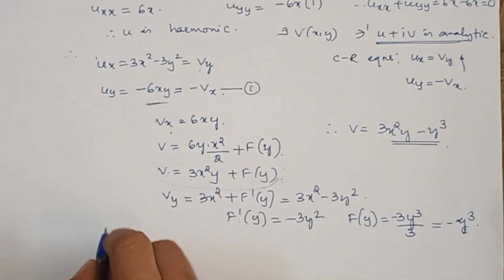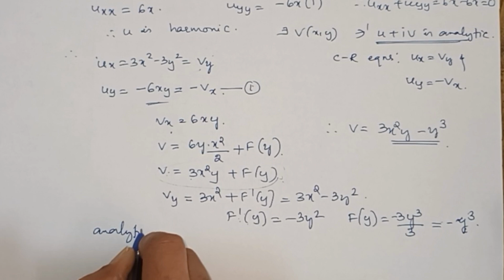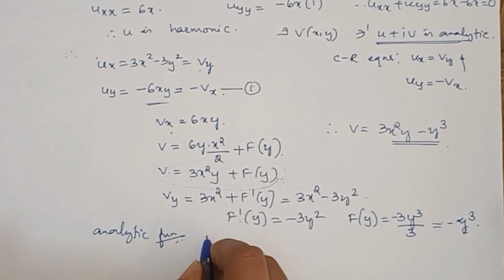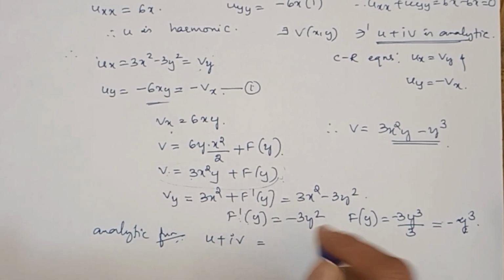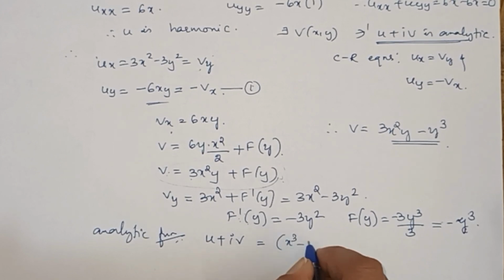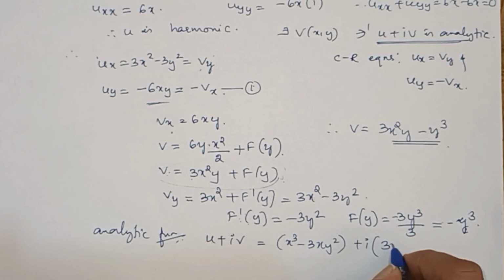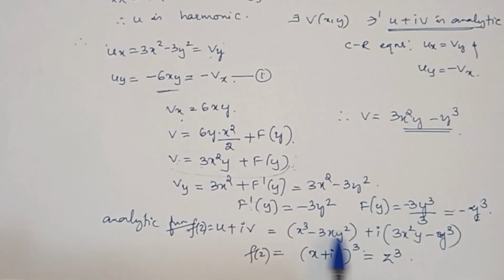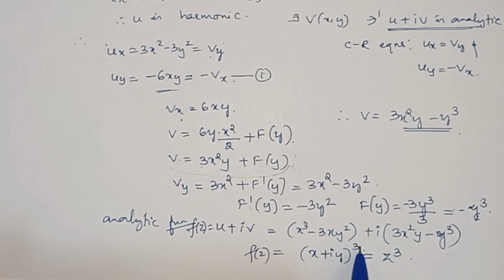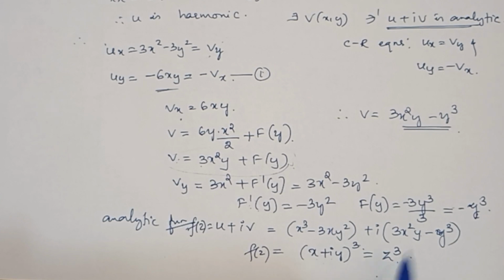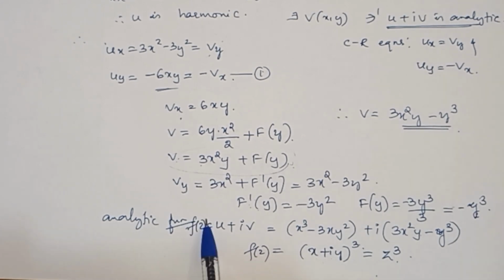Now the analytic function, which is equal to u plus iv, that is equal to u is x cube minus 3xy square plus i into v is 3x square y minus y cube. This on simplification, I will get it as x plus iy whole cube, which is nothing but z cube. This is how we find the analytic function. I hope you understood the concept. Thank you for watching.